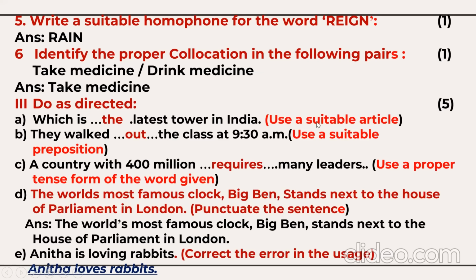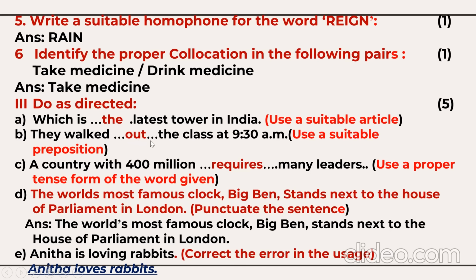We have a question from article, preposition, the proper word, then the punctuation, then we have correct the error in the sentence. So: which is latest tower in India? The correction is the article here: which is the latest tower in India? So I have already given the answer here. Which is the latest? The is the correct answer.